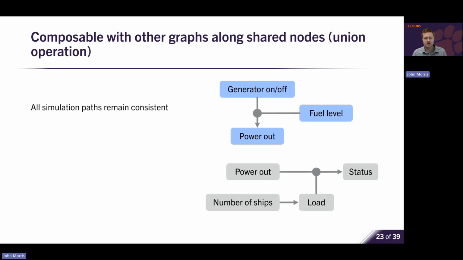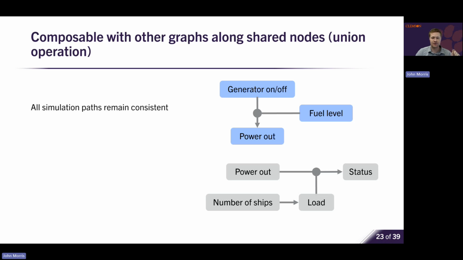Finally, our graphs are composable with each other along their shared nodes. This is a very important point because digital twins, as we talked about before, have a lot of problems with being semantically interoperable. Again, this is the idea: if I take my generator and my battery and put them together, there should be some new behaviors, and I want to know what those new emergent behaviors are. We can get those emergent behaviors by doing what's called a union operation. That's when I take my two different graphs and combine them along their shared nodes.